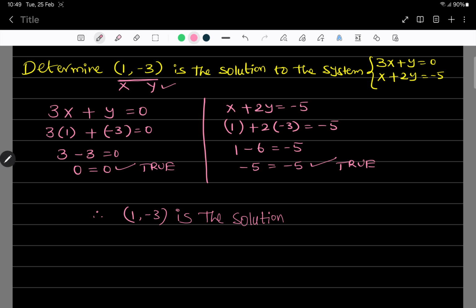So we are verifying whether this point is a solution or not. First equation, wherever x and y, use 1 and minus 3, and in the second equation, in place of x use 1, in place of y use minus 3. Check whether both equations are true or false. Both equations are true, therefore 1 minus 3 is the solution.